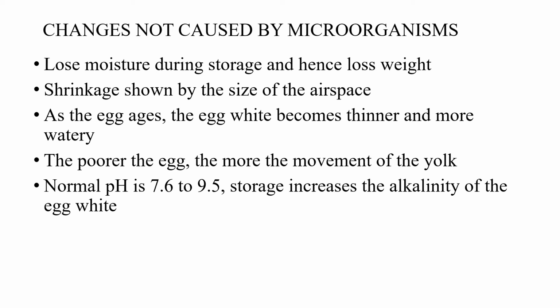There will be shrinkage in the size of the egg, and as the egg ages, the egg white will usually become thinner and more watery. The poorer the egg, the more will be the movement of the yolk. The normal pH of the egg is between 7.6 and 9.5, and storage will increase the alkalinity of the egg white.